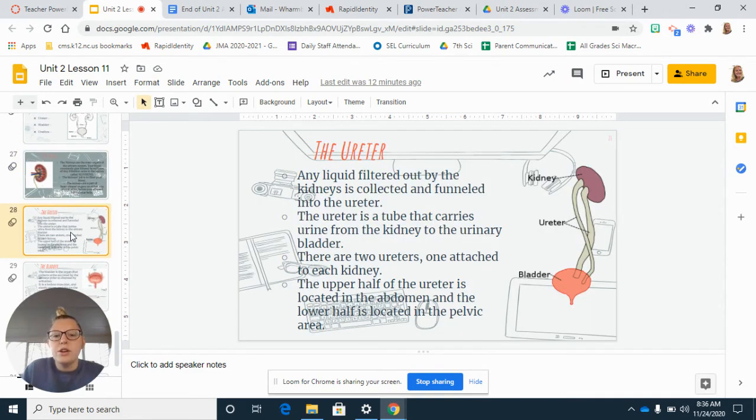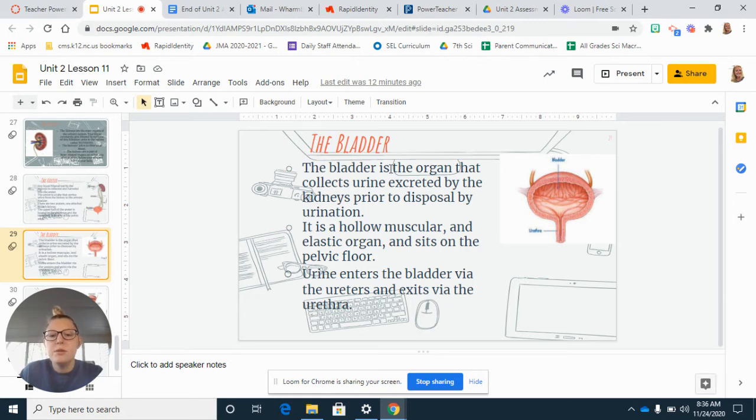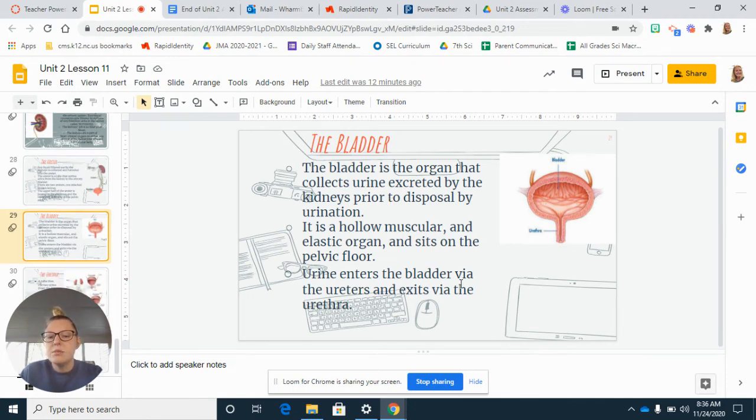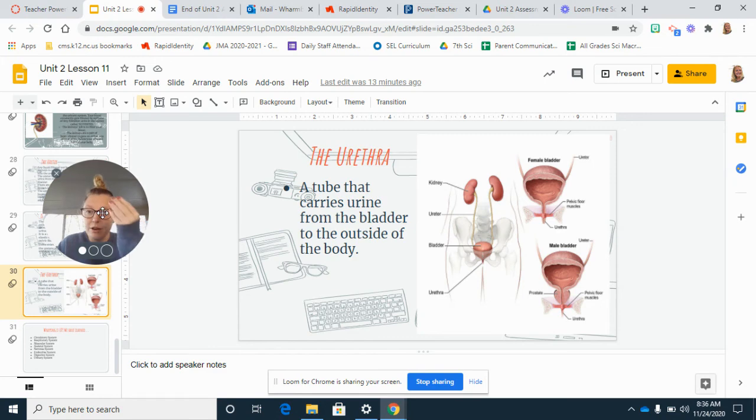Then it has the ureter. Any liquid filtered out by the kidneys is collected and funneled into the ureter. It's almost like our pee getting ready to go through. Then we have our bladder. The bladder is the organ that collects the urine excreted by the kidneys prior to disposal. The urine enters the bladder via the ureter and exits via the urethra, which is our next step. The urethra is a tube that carries urine from the bladder to the outside of the body. That's where our pee comes through, through the urethra.